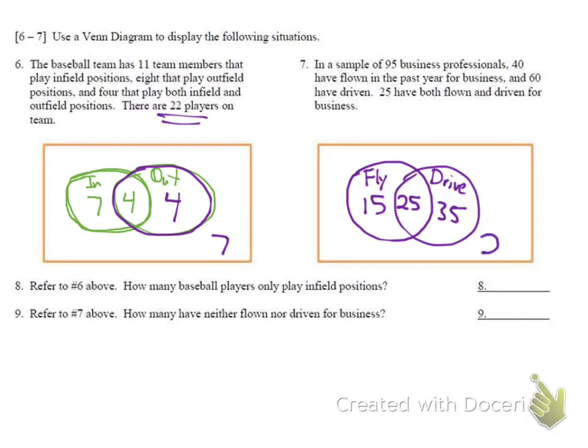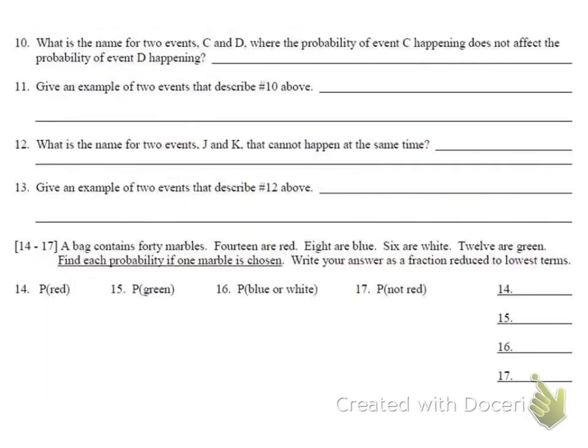Well, what about those that didn't do either? That would be the 20, have neither flown nor driven. That is actually the answer we need for number 9, haven't flown or driven. And then in question 8, how many play infield, and only infield, that is 7. So we already had that information in our Venn diagram.